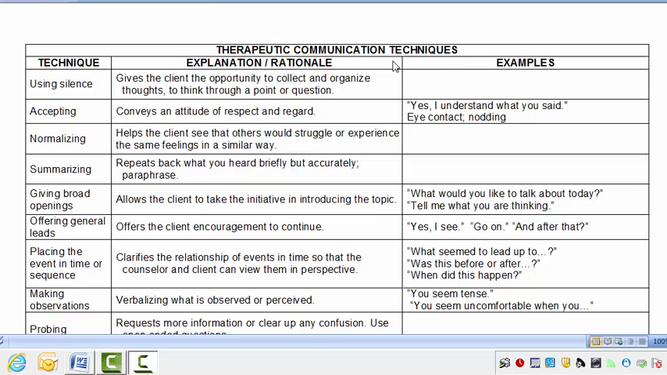And then the next communication technique is placing the event in time or sequence. As they are telling the story and as you're listening to it, they may start talking about something that you don't know when it happened. You're going, well, was that recent or was it from the past? Or they are kind of jumping around and you want to just say, okay, well, did this happen before what you're talking about or did it happen after what you're talking about?